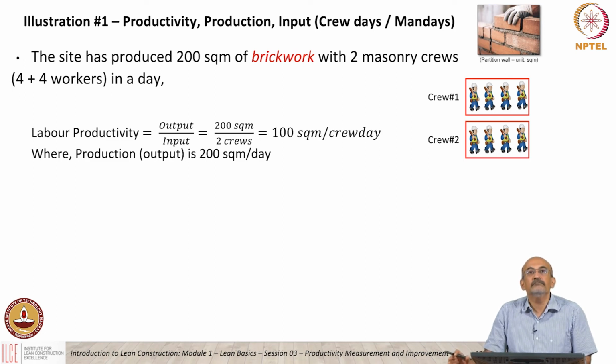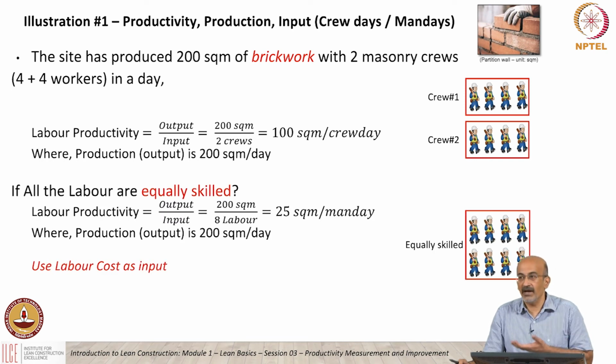It depends on how you choose to measure. If you choose to measure by crew, then it's 100 square meters per crew day. If you choose to measure by man day, then you'll have to divide it by 8, and you get 25 square meters per man day. The production remains the same because that's production. So you can see how the units play a big role in this whole process.